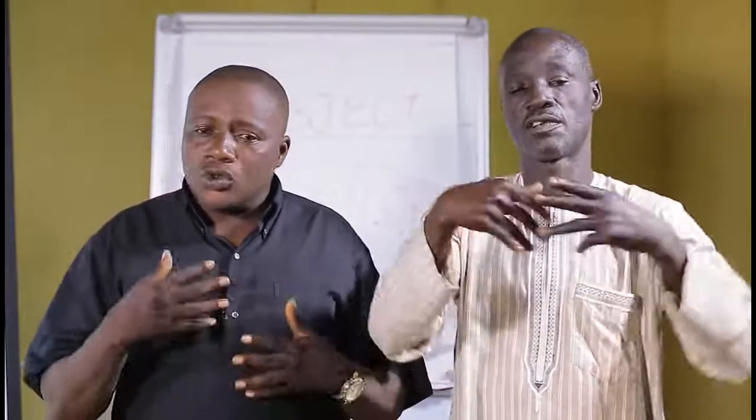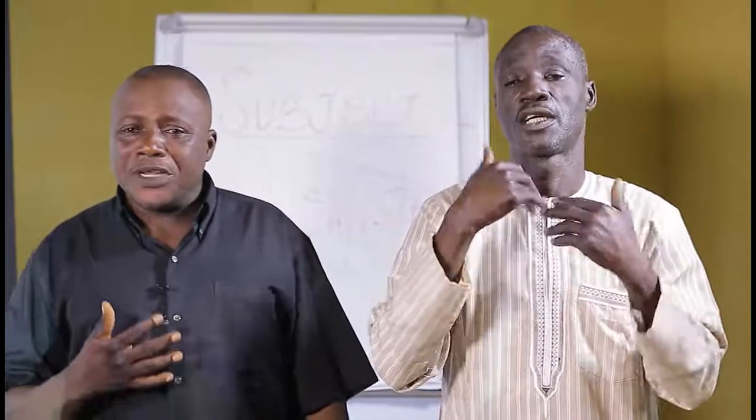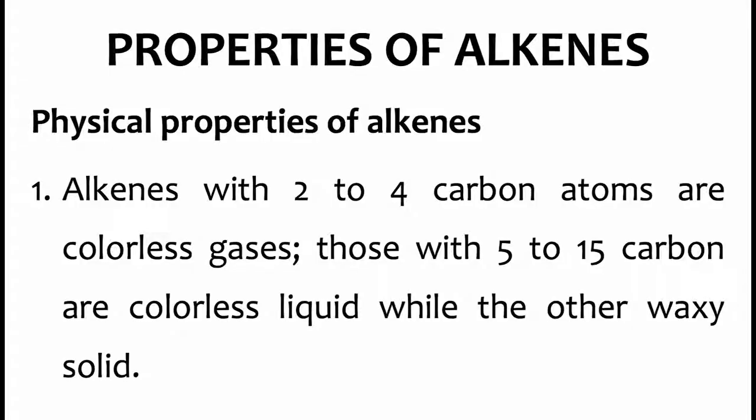Now, apart from that, it is also very important for us to look at the physical properties of these alkene members. They have their respective physical properties. One, most of the compounds of these alkenes are colorless gases, ranging from carbon 2 to 4. All of them are colorless gases. As you move on, they change to liquids. As you move on further, they form wax. You know the candle wax that we use. It's also a member of the alkane family.